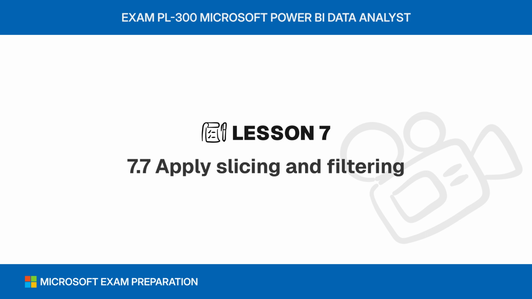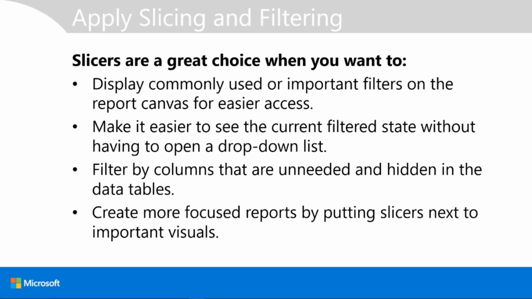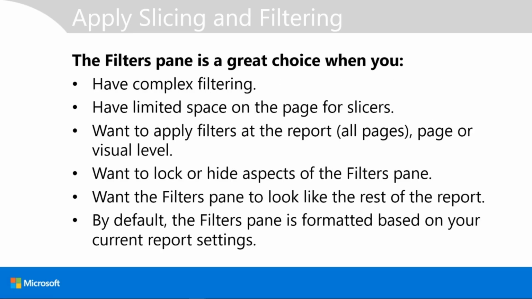All right, so in this sublesson, we are going to apply slicing and filtering. So first, let's start off with slicers. Slicers are a great choice when you want to display commonly used or important filters on the report canvas for easier access. Make it easier to see the current filtered state without having to open a drop-down list. Filter by columns that are unneeded and hidden in the data tables. Or create more focused reports by putting slicers next to important visuals.